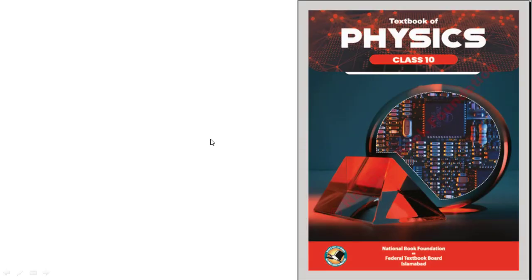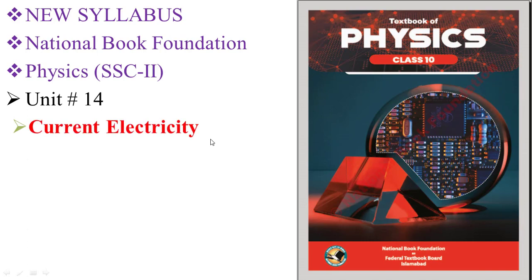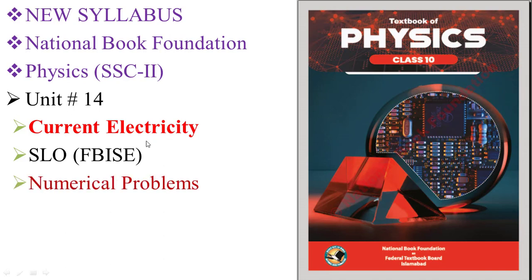Today we will discuss the new syllabus National Book Foundation Physics SSC 2, Unit number 14, Current Electricity. Now we will discuss SLO-based numerical problems according to FBISE requirements. Today in this video we will solve questions number 1 to 4 in part 1, and the remaining part in other videos. So let's start from question number 1.